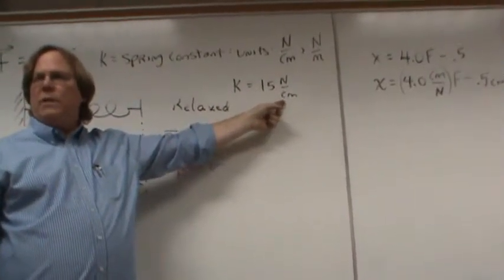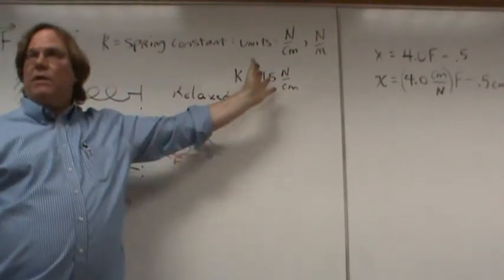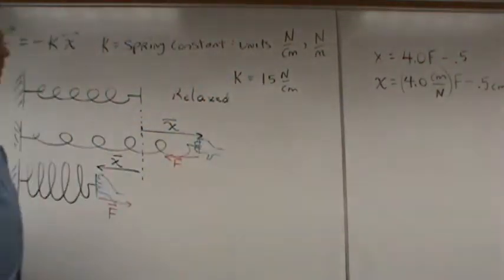If I want 1 centimeter of stretch, I've got to exert 15 newtons. If I want 2 centimeters of stretch, I've got to exert 30 newtons. You see what I mean? So it's a different way of thinking of it, but it's the same sort of thing. It ends up being the slope of the line.